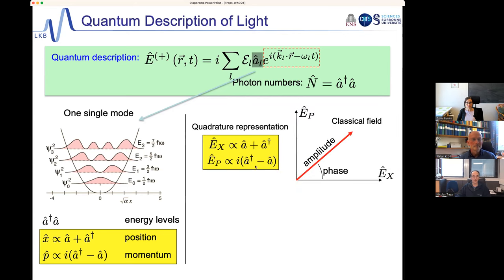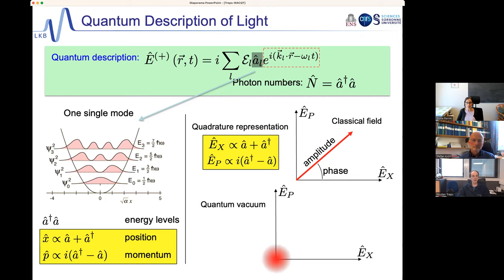In light, you can do the same. You can take the equivalent of position and momentum, and for short, they are simply the real part and the imaginary part of the electromagnetic field. So I call them X and P here. Sometimes I call them Q and P, depending on the slide, sorry for that.